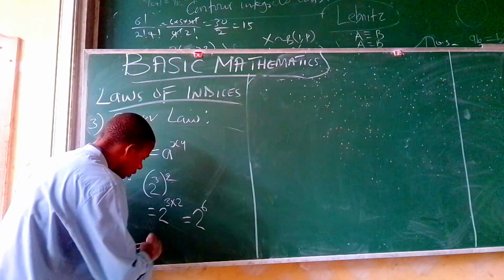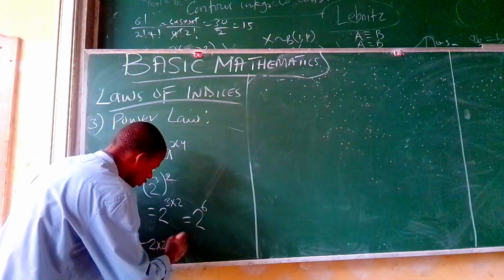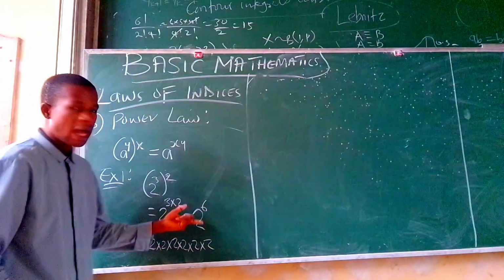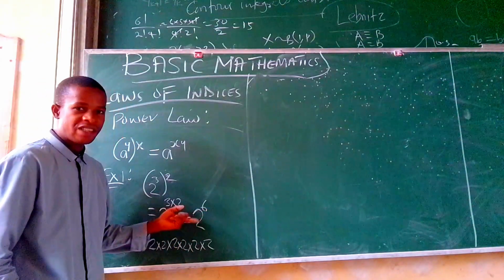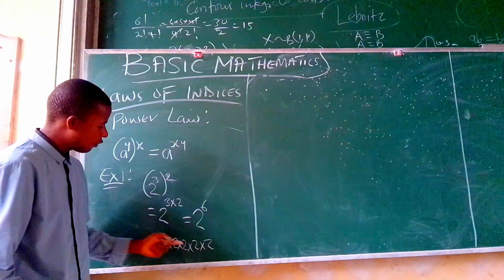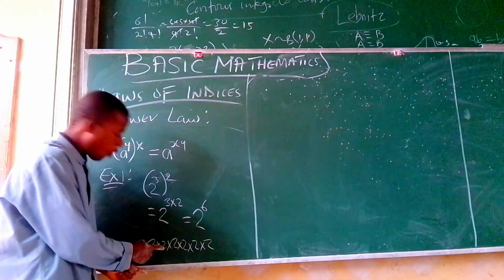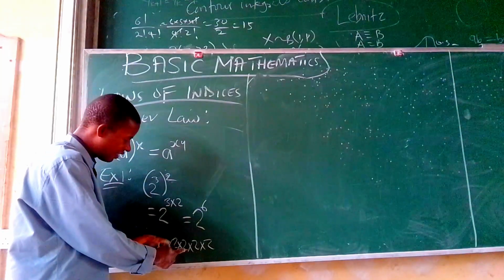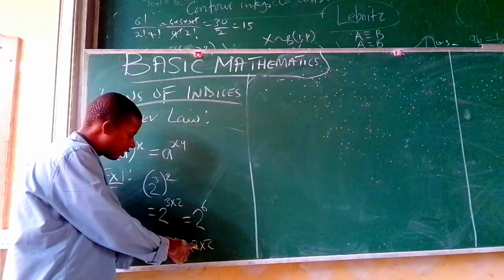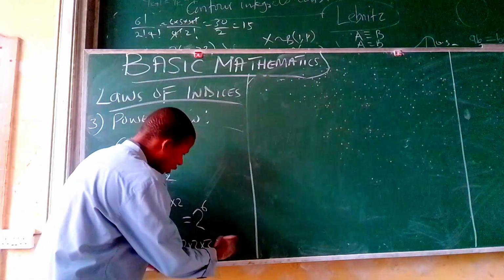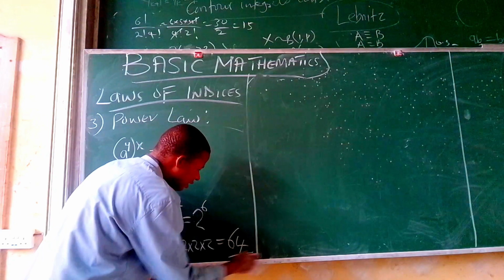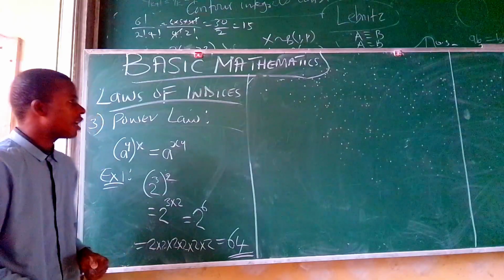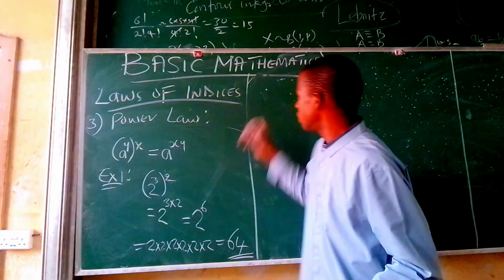At this point we look at what 2 raised to the power of 6 is. We are going to have 2 times 2 times 2 times 2 times 2 times 2. We count these 2s: 2 is multiplied by itself 6 times, so we have 1, 2, 3, 4, 5, 6. 2 times 2 is 4, 4 times 2 is 8, 8 times 2 is 16, 16 times 2 is 32, 32 times 2 is 64. And this is our final answer. This is how to apply the power law when solving indices. Now let's look at the second example on the power law.